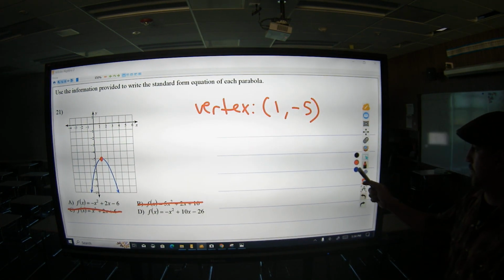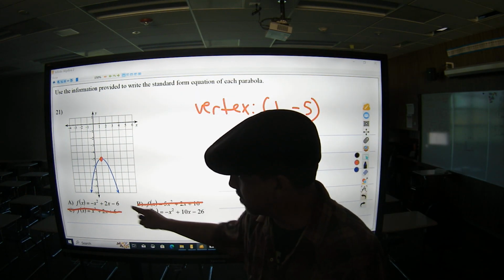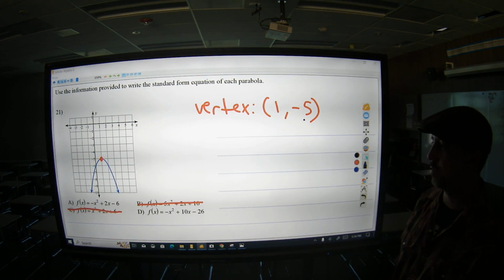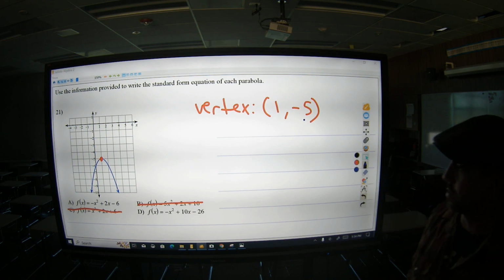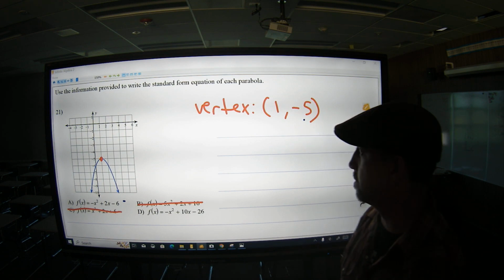So what I could do is plug in 1 to either one of these equations and then see which one gives me negative 5. And if I get negative 5, I'm going to have a pretty good feeling that I'm dealing with the right equation here, right? So let's go ahead and try that. Just for the sake of it, let's try A, see what we get.